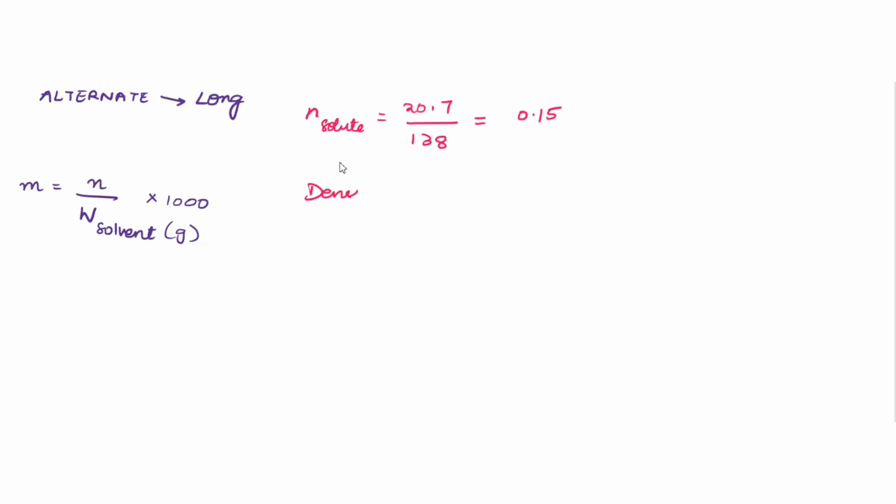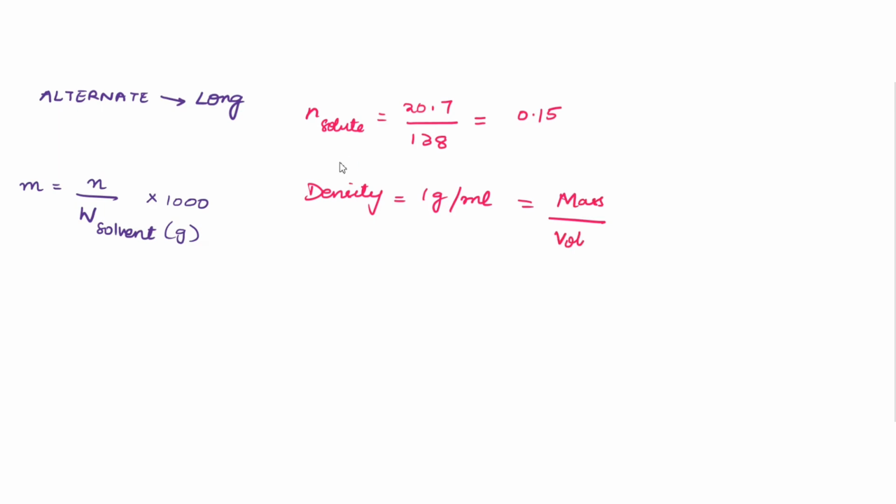Now they have given density. For doing the alternate method, you should derive information from all the data they have provided in the question. First, they gave mass, so from that we found the number of moles. Second, they have given the density. So what is density? 1 gram per ml, which is mass by volume. They have given the volume, so we can find the mass from this density formula.